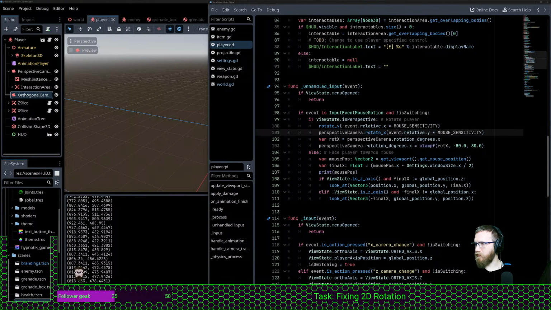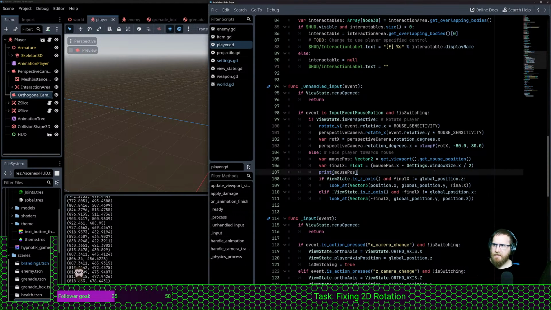I need a permanent stream key for YouTube. I don't know where to find it though. So, we get the settings window size. From there, the mouse position is always going to be 1080p.